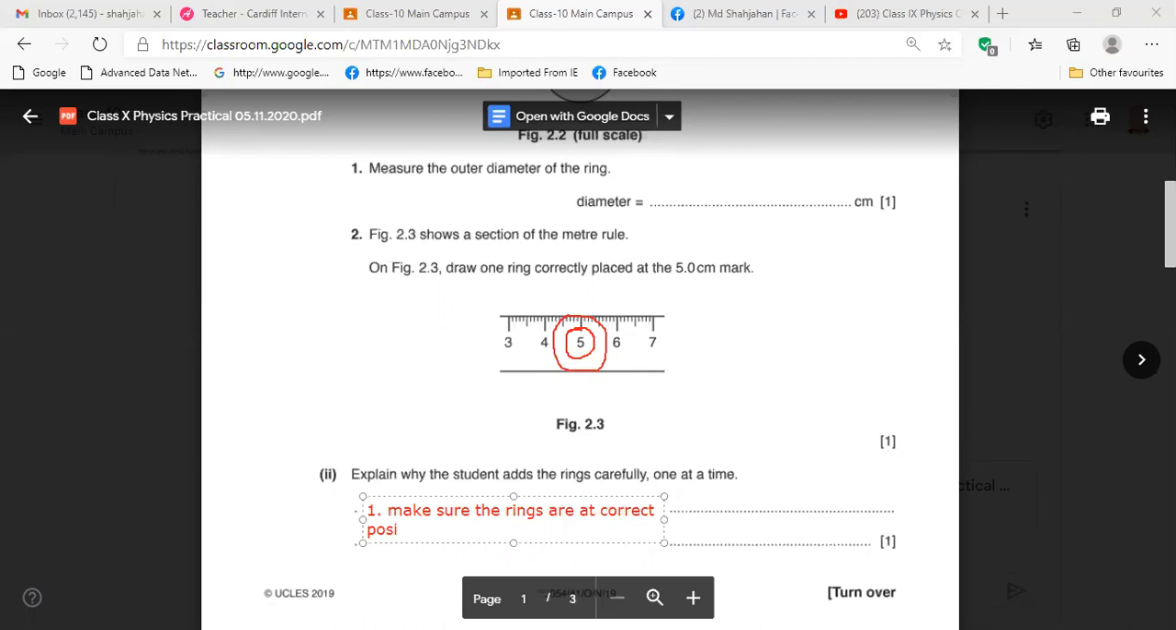Then you also told another thing, that is so that the rings are not falling, right? Yeah, so that one also we can write. So that rings are not falling off. Is it correct sentence? Yeah. Okay.